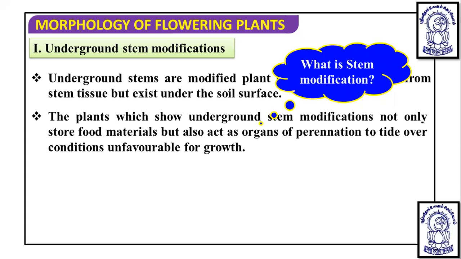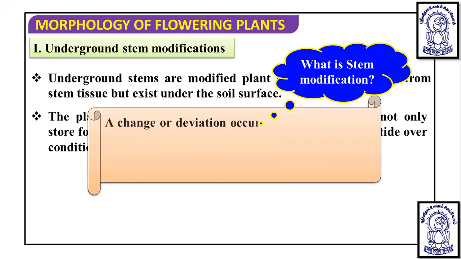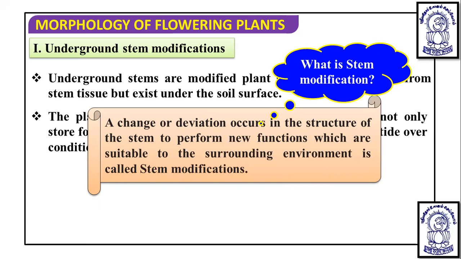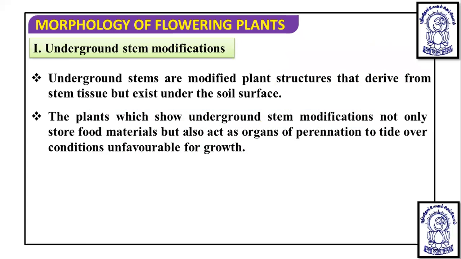So what is stem modification that we have discussed? Stem modification is a change or deviation occurring in the structure of the stem to perform new functions which are suitable for the surrounding environment.